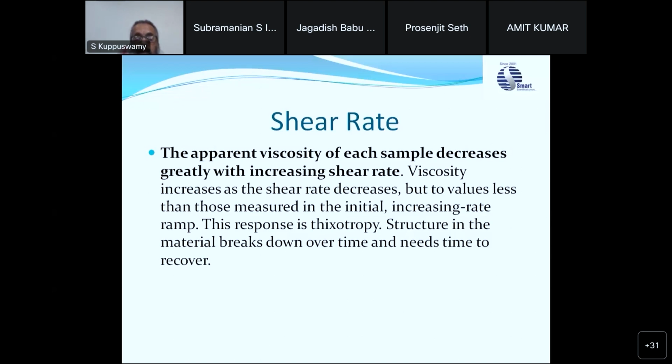This response is called thixotropy. Those who are working in pharma know this terminology, thixotropy. Structure in the materials breaks down over time and needs time to recover.